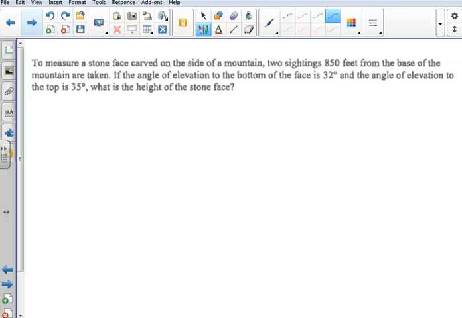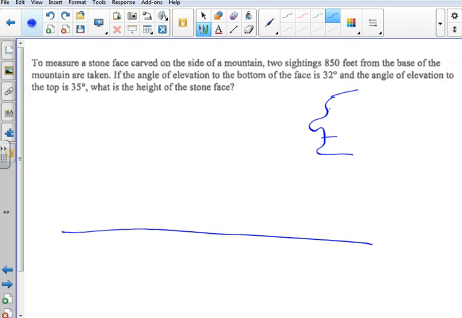So I got a face carved on the side of the mountain. There's your face. So, you're down here. It's an enormous mountain. That's all right. We're good. Getting a little goofy here at the end. So, you're at this point. You are 850 feet from the base of the mountain.